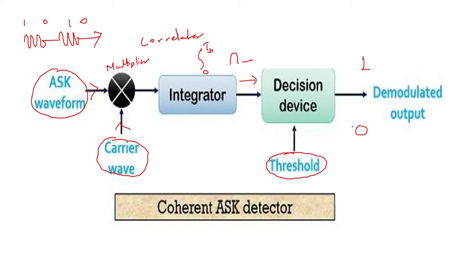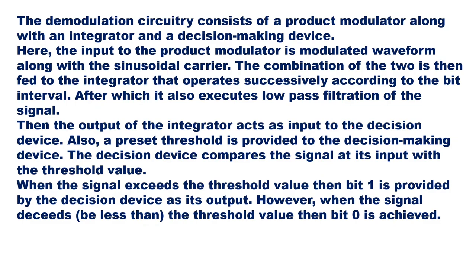Now here you are having a reference of carrier wave, carrier frequency, so that the timing of the transmitter and receiver are synchronized. Okay, so here you can see the theory for that. The demodulation circuitry consists of a product modulator along with an integrator and a decision making device. Here the input to the product modulator is the modulated wave along with a sinusoidal carrier. The combination of the two is then fed to the integrator that operates successively according to the bit interval, that is, we are integrating from 0 to TB, after which it also executes a low-pass filtration of the signal.